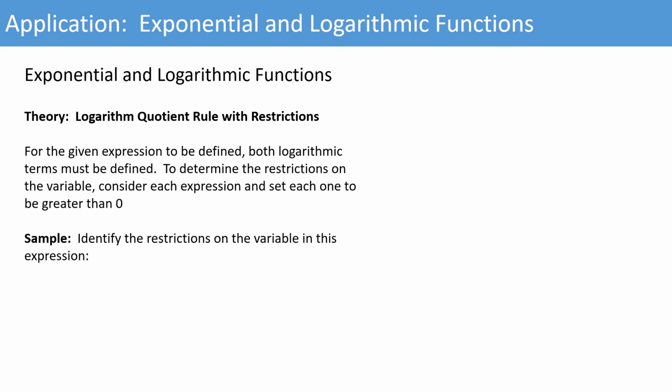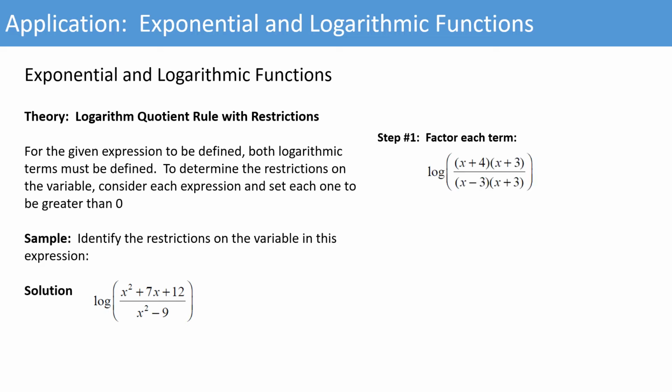Here is a sample. Identify the restrictions on the variable in this given expression. The log of x squared plus 7x plus 12 divided by x squared minus 9. Now, in order to determine restrictions, you must factor each term.